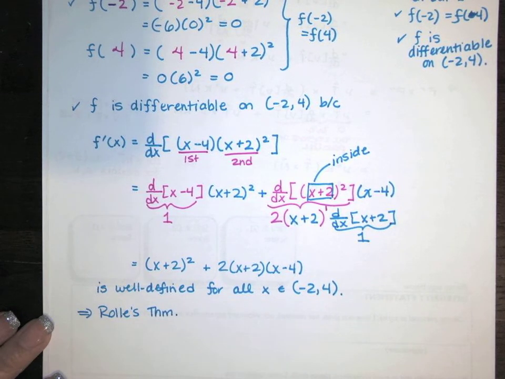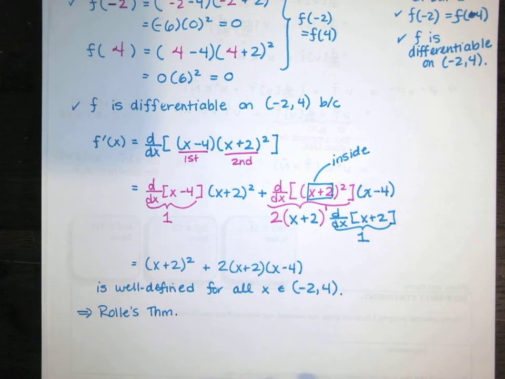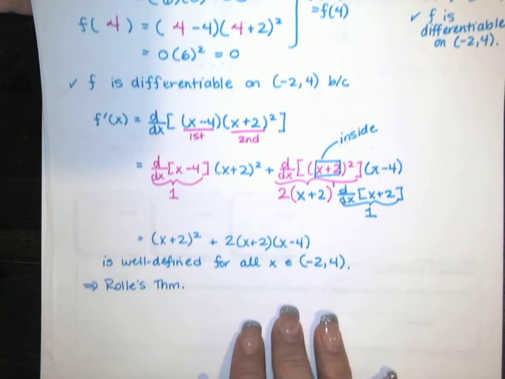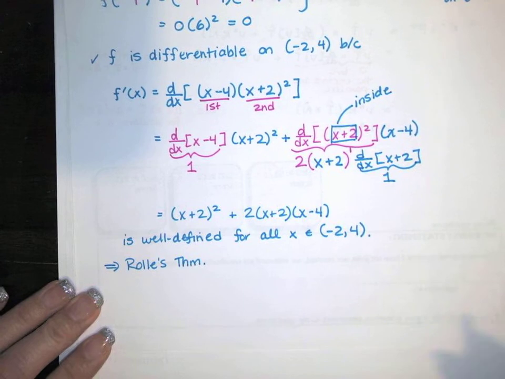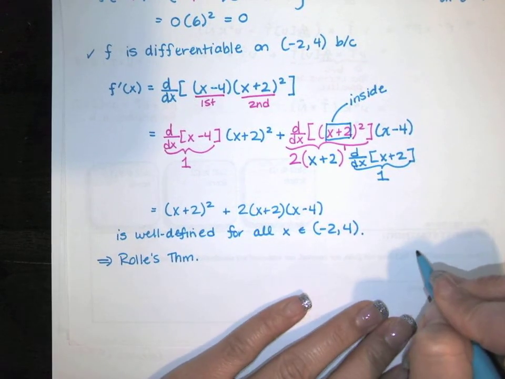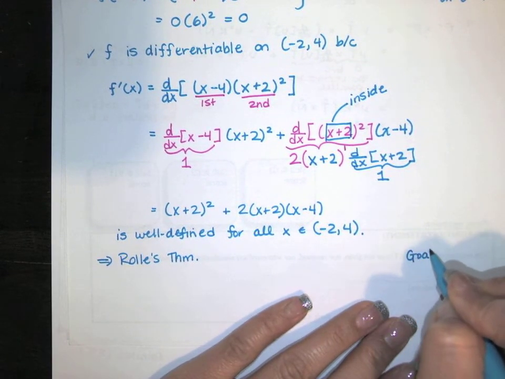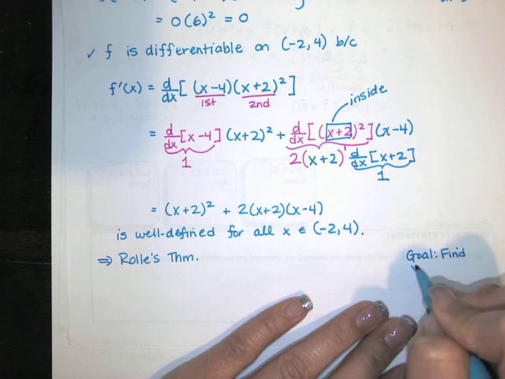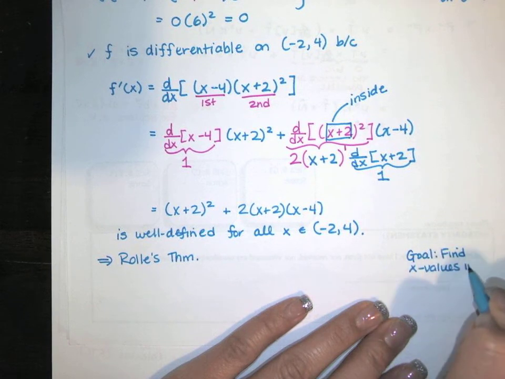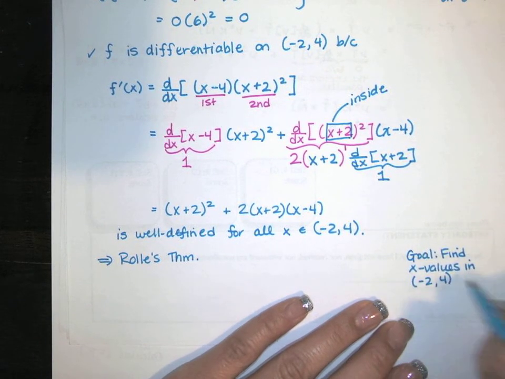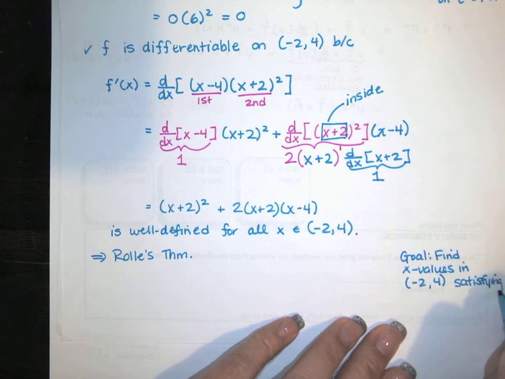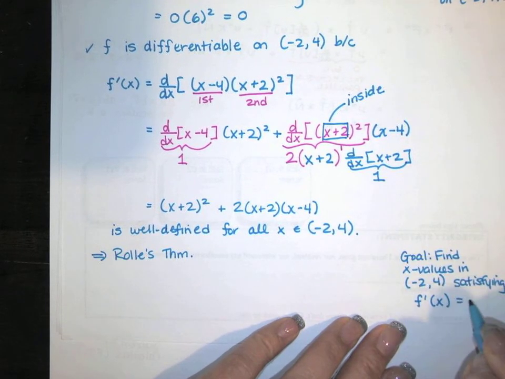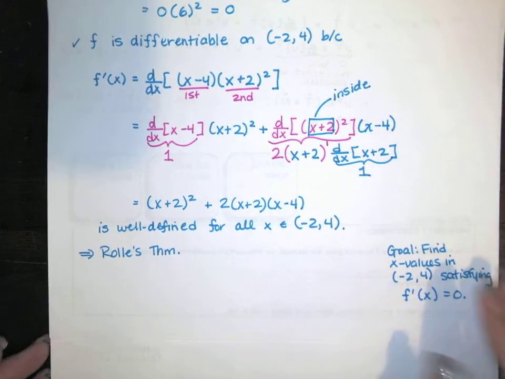And now we want to find the values of x that make the derivative 0. So you're just going to set the derivative equal to 0 and solve for x. And I'll write that on the side. So our goal is to find x values in the open interval from -2 to 4 that satisfy the following. F prime of x is equal to 0. And we'll call those x's c's later.